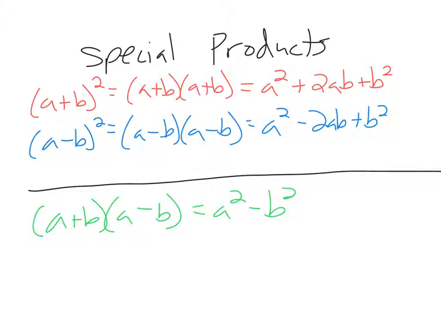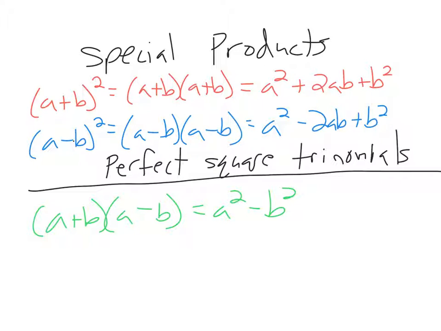Similarly, if I have a minus b squared, I can rewrite that as a minus b times a minus b. And when I factor that out, or FOIL that out, I'm going to get a squared minus 2ab plus b squared. These are called perfect square trinomials. And we can use those when we're given polynomials like this, and we notice that they're perfect squares. We can factor them into the a plus b squared or a minus b squared.